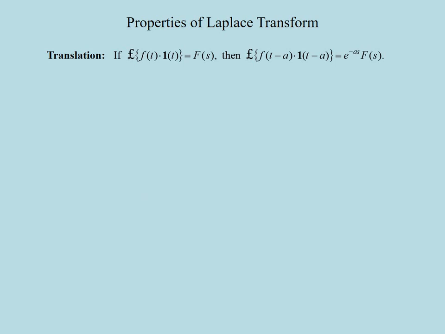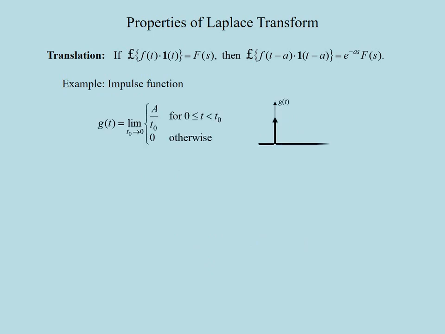An important special case of the pulse function is when you take its limit as t sub 0 goes to 0. This gives us the so-called impulse function. Note that the area under our pulse is capital A, which is also valid in this limiting case. So the impulse function is 0 for almost all values of t, yet its integral from minus infinity to plus infinity evaluates to something non-zero.